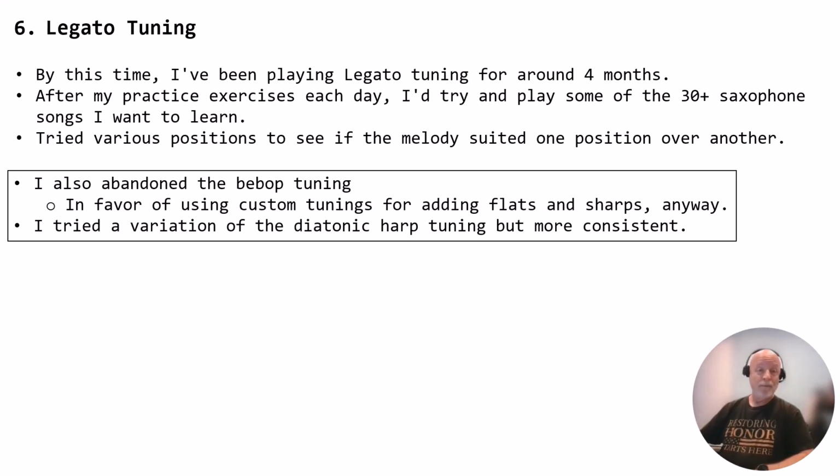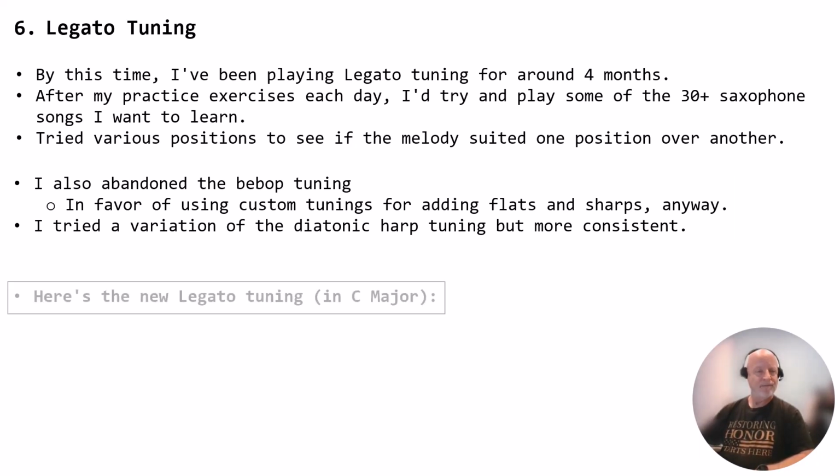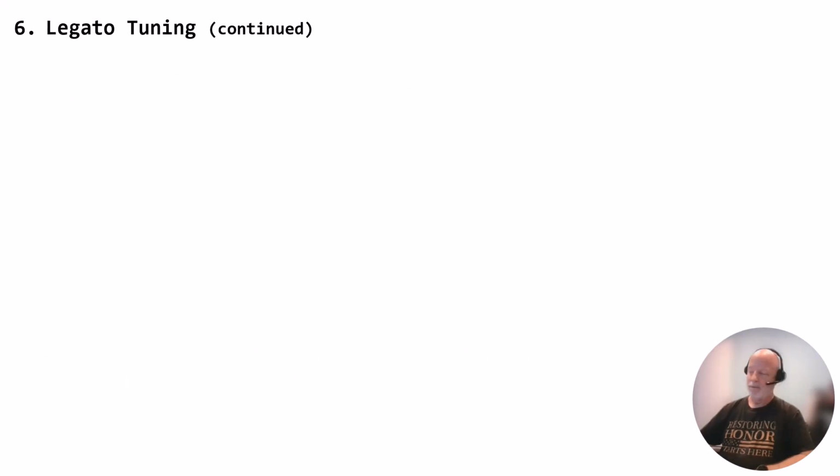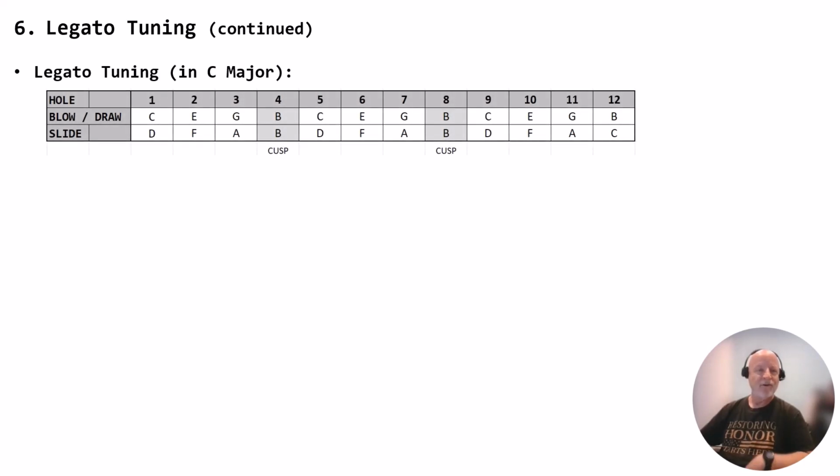Oh, I also abandoned the bebop tuning at this point in favor of using the custom tunings for adding flats and sharps anyway. So I tried a variation of the diatonic harp tuning, but more consistent. Here's the new legato tuning in C major. So here is the legato tuning in C major, and you can see that the duplicate notes are always on holes 4 and 8, and it's consistent all the way across.